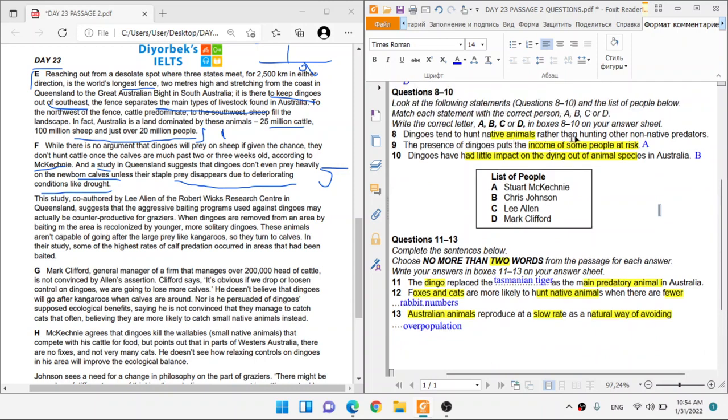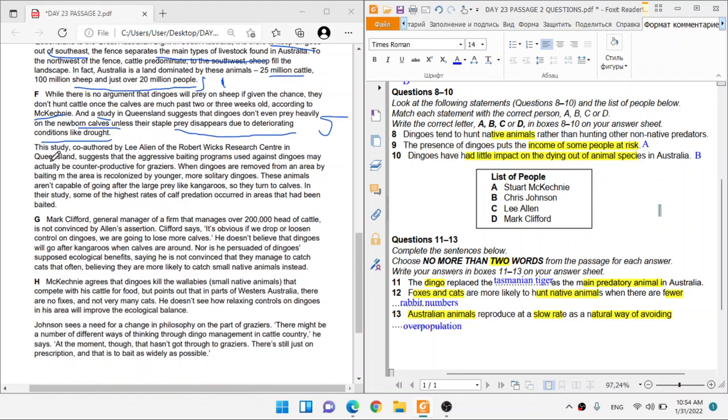Dingoes tend to hunt native animals rather than non-native predators. This study, co-authored by Lee Allen, in Queensland, suggests that aggressive baiting programs used against dingoes may actually be counterproductive for grazers. When dingoes are removed from an area by baiting, the area is recolonized by younger, more solitary dingoes. These animals aren't capable of going after large prey like kangaroos, so they turn to calves. In their study, some of the highest rates of calf predation occurred in areas that had been baited.